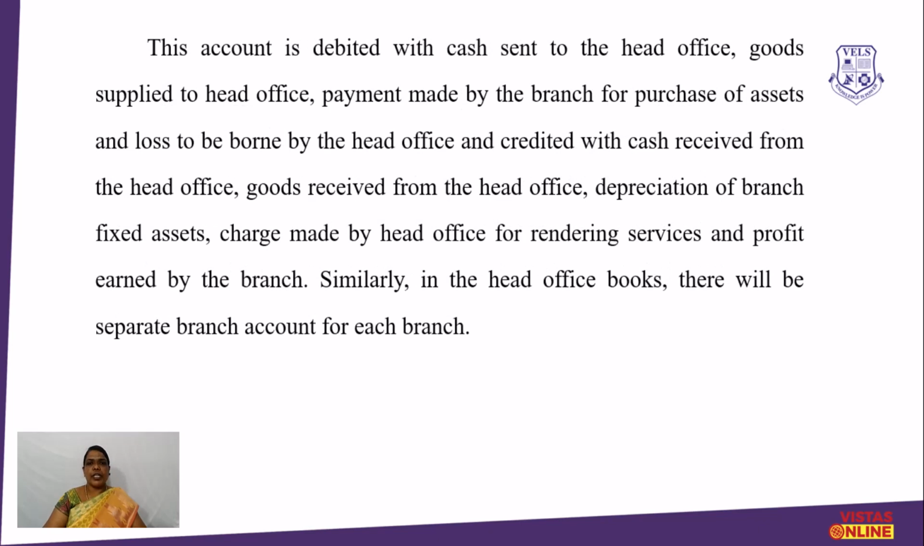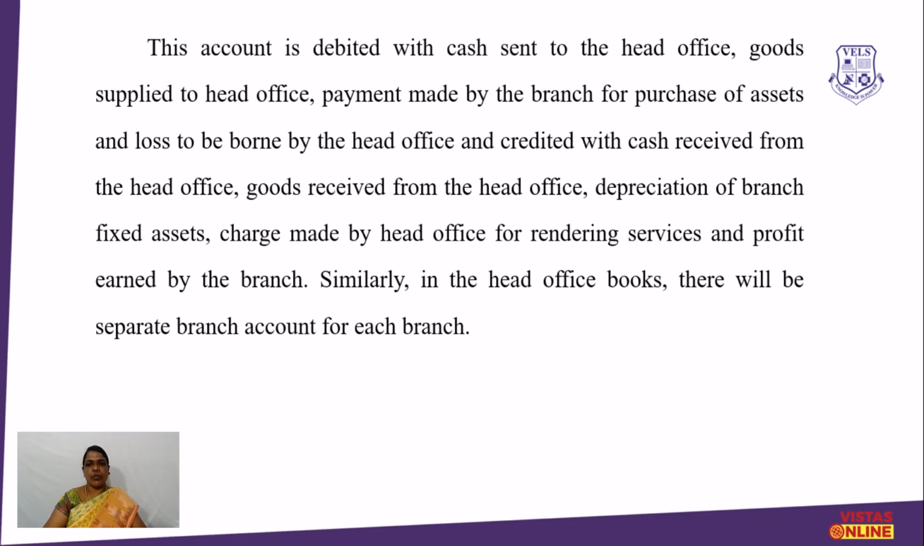This account is debited with the cash sent to the head office, goods supplied to the head office, payment made by the branch for any purchases of assets, and any losses to be borne by the head office. It is credited with the cash received from the head office, goods received from the head office, depreciation of branch fixed assets, any charges made by the head office for rendering services, and profit earned by the branch.